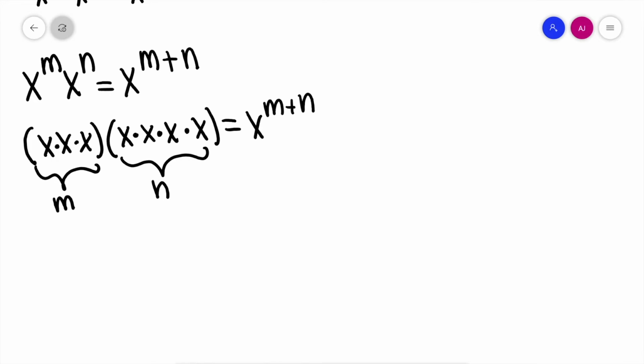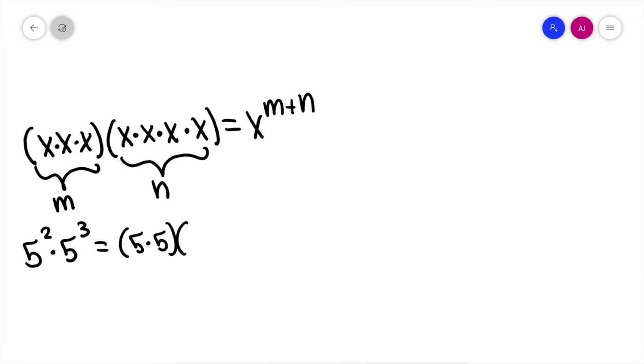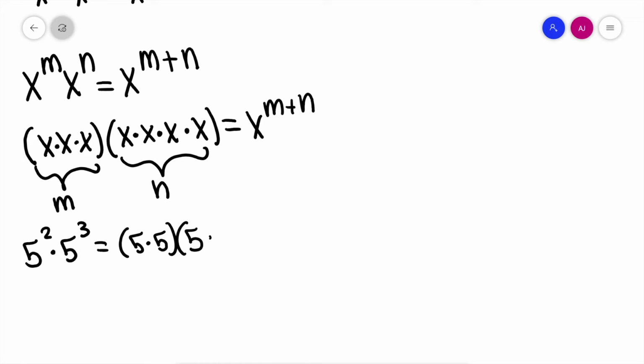So doing this with numbers, if I have 5 squared times 5 cubed, then that's essentially writing 5 times 5 times 5 times 5 times 5, right? Which is then equal to m plus n, right? Which is just 1, 2, 3, 4, 5, 5 to the 5th, right?